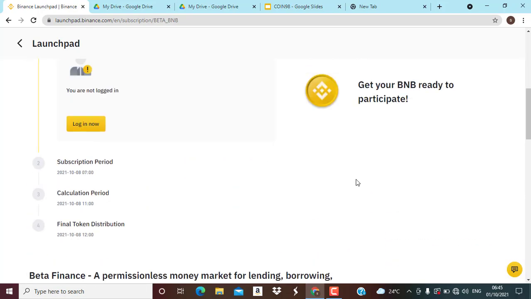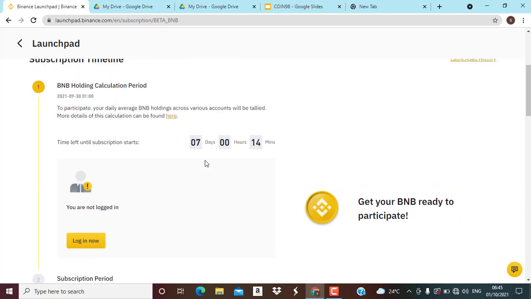So right here we have seen the economics of this particular launchpad. What you need to do first of all, since we have 7 days left, is to hold BNB.